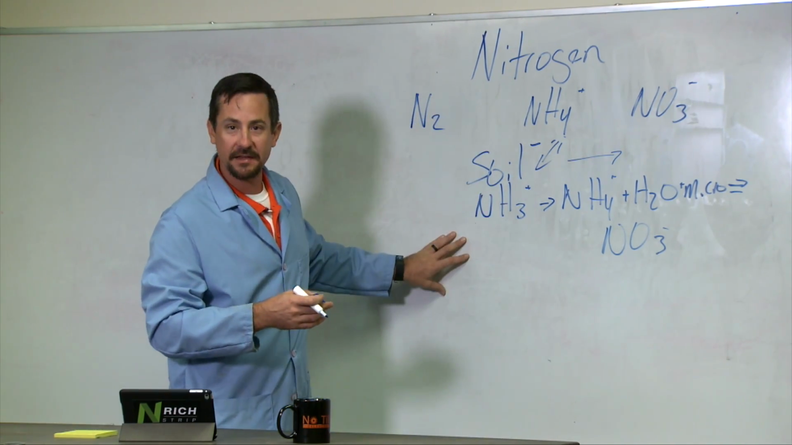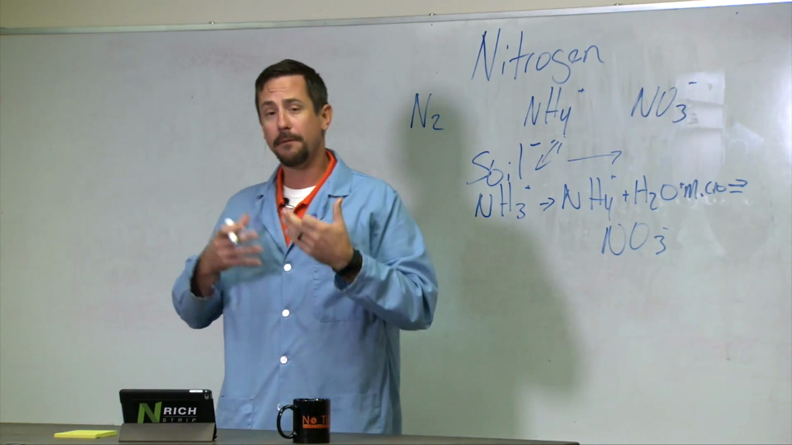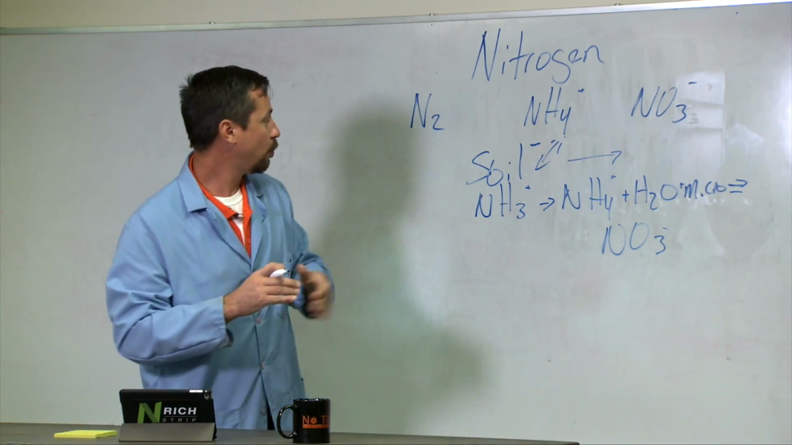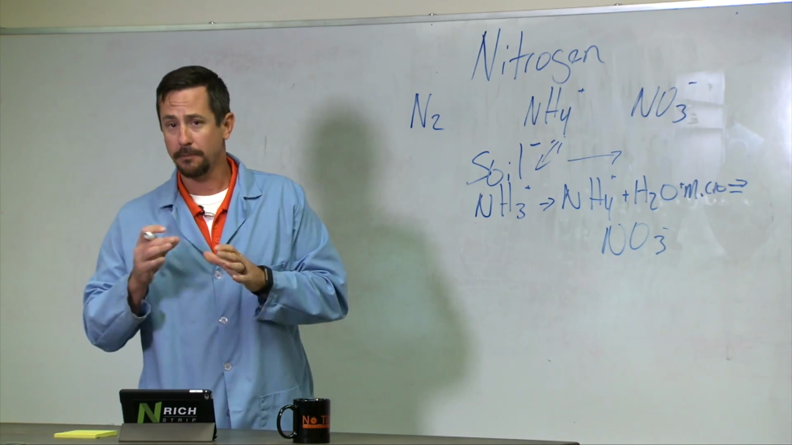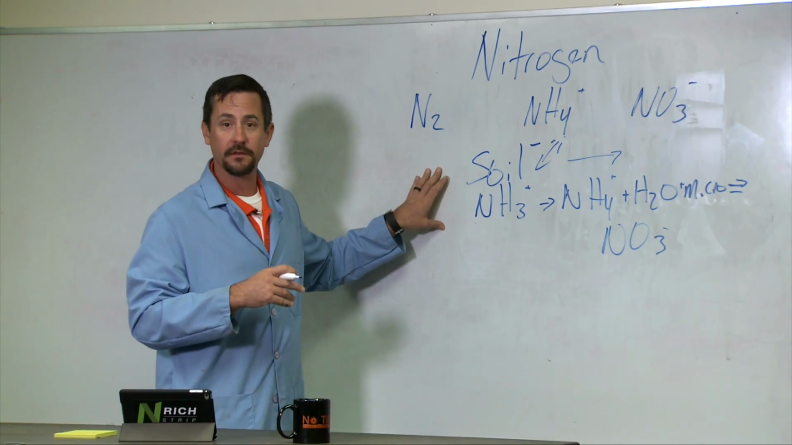Now, those are the basics to nitrogen, which is one of our top 3 macronutrients. It's the one that we find the most deficient in the state of Oklahoma in our cereal crops, primarily due to its ability to be lost in the system.